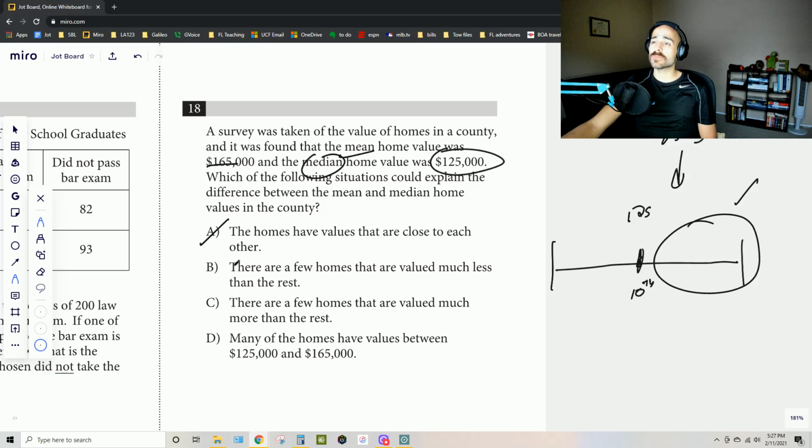There are a few homes that are valued much less than the rest. Well, that means that weight would be over here on the left-hand side, and that's not the case. There are a few homes that are valued much more than the rest. That is the correct answer. D, many of the homes have values between these two. That wouldn't be the case because if that was the case, our median would be a lot higher, because this would be our minimum, and that would be like one of our first few houses, and that wouldn't be the case. So that can't be D.